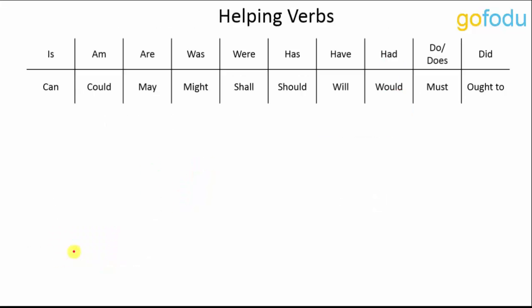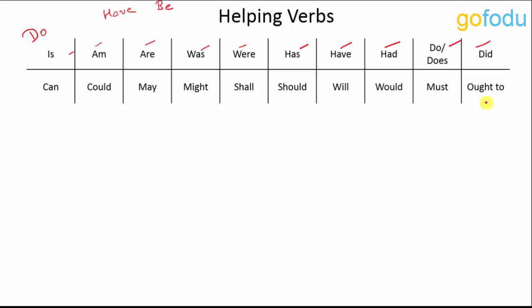Alright. Now let's discuss some of the helping verbs. I discussed that main helping verbs are do, have, and be. So helping verbs that come under be are is, am, are. These come for present. Was, were for past. Now under have, they come has for present, have for plural present, and had for past. Under do, there are do, does, or did. Now these are also helping verbs: can, could, may, might, shall, should, will, would, must, ought to.